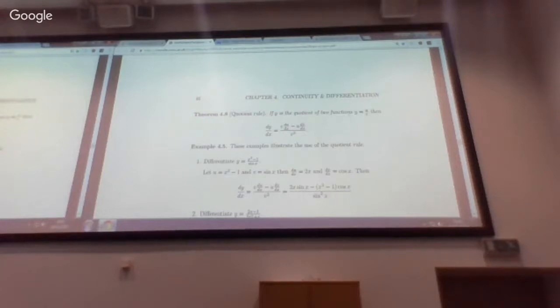And to prove this, it relies on having a good understanding of what the derivative of the 1 over v function would be, what the derivative of a reciprocal function would be. There are some examples of it being used there, but when we come to prove this quotient rule, we'll actually make use of the chain rule.